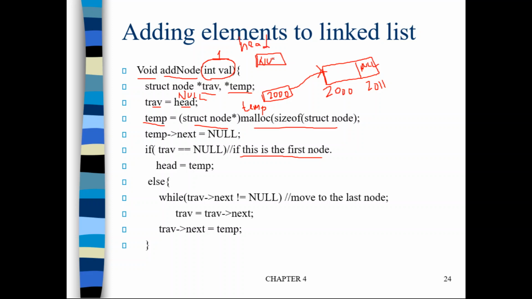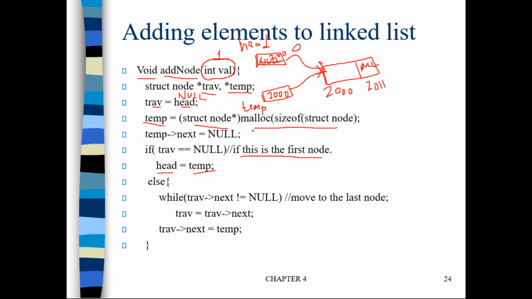And we are checking here whether traverse is equal to null. When will traverse be null? If head is null, traverse is null. If head is null, what is the meaning? Then there was no node previously, so this is the first node. And if this is the first node, this should be pointed to by whom? Head. So we are saying head is equal to temp. What is temp? 2000. So 2000 will go into head also. So this null will be overwritten by 2000. Now head is pointing to the first node. Fine. So this is how the first node is added.